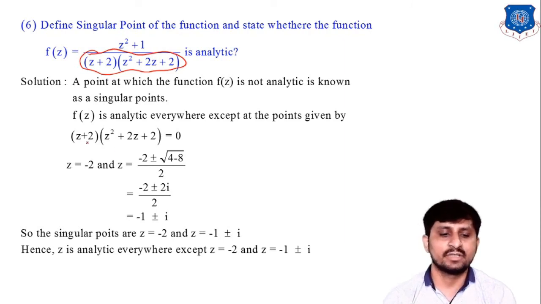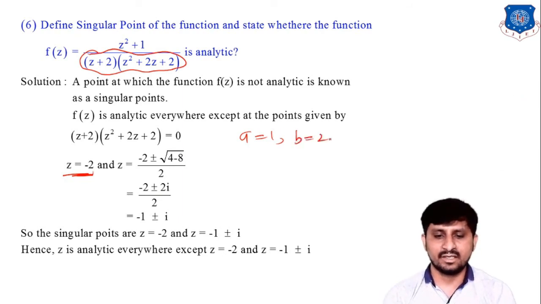So we assume that (z plus 2)(z square plus 2z plus 2) is equal to 0. The first value you can easily get: z is equal to minus 2. For the second and third values, you have to find the roots of this quadratic equation, z square plus 2z plus 2 equal to 0. So clearly, what is my a? Compare with az square plus bz plus c. So a is equal to 1, b is equal to 2 and c is equal to 2.